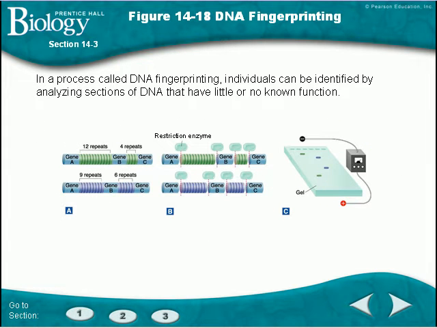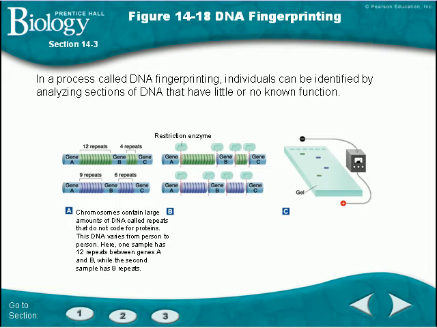Now, one of the techniques that uses gel electrophoresis is DNA fingerprinting, and what's done there is you take DNA, and you're not so much looking for genes as you're looking at big chunks of DNA that really don't code for anything. They have little or no known function at the time, and you're going to find that parts of that DNA have repeating sequences, and those repeating sequences can then be used to identify the person.